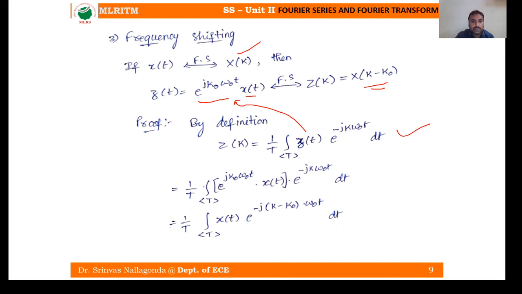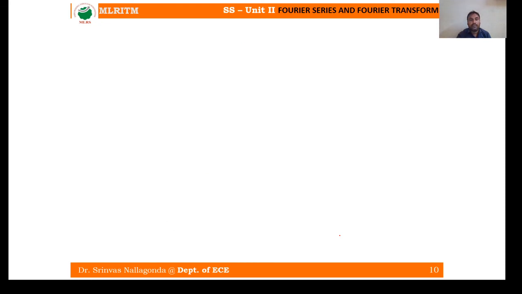Now substitute here 1 by T integral over T, e power jk naught omega naught t, x of t. So e power minus jk omega naught t as it is. So multiply x of t, e power minus j(k minus k naught) omega naught t. Similarly, this can be written as X of k minus k naught. It can be written, right? Fine.